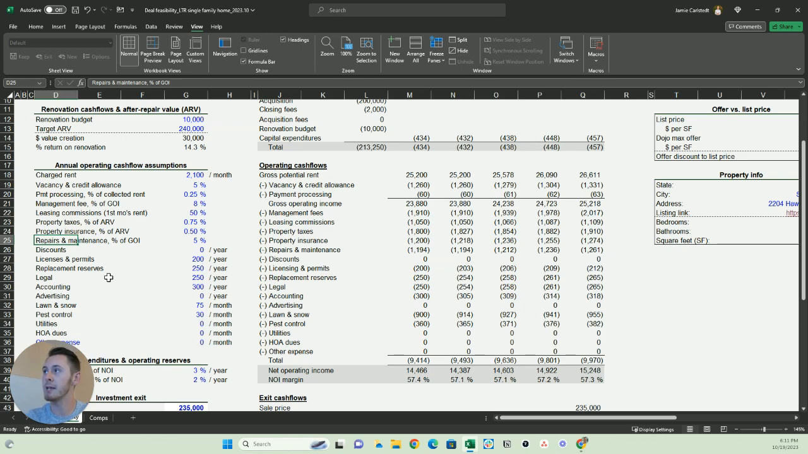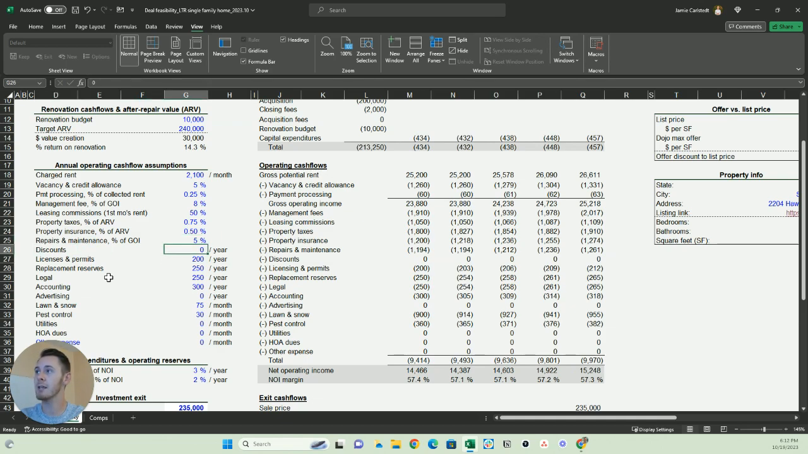So now we have repairs and maintenance as a percentage of gross operating income, which is this line here, gross operating income. I'm going to leave that at about 5%. And what you're able to see is repairs and maintenance, so that's about $1,200 per year. That makes sense to me. It might actually be a little high depending on the quality of the property. If it's a really great property in great condition, that might be a lot lower. That might be 2% or 3%. So I'm going to leave this one at 5%.